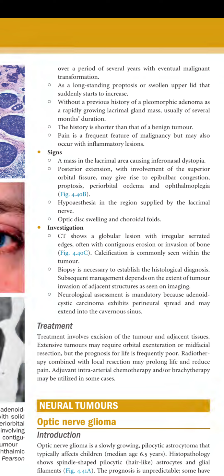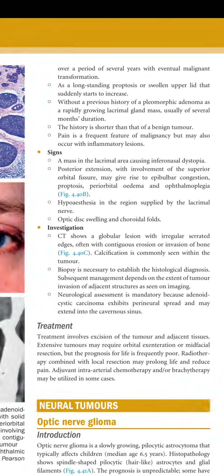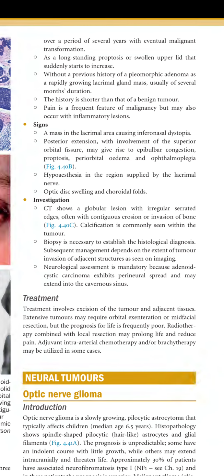So whenever the tumor is progressing posteriorly, it will cause optic nerve compression. It can cause other nerve compression. It can cause ophthalmoplegia. It will cause proptosis as well. Hypoesthesia in the region supplied by the lacrimal nerve, optic disc swelling, and choroidal folds will be present as well. So a CT scan is very important.